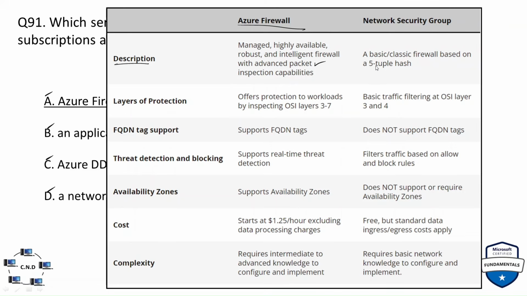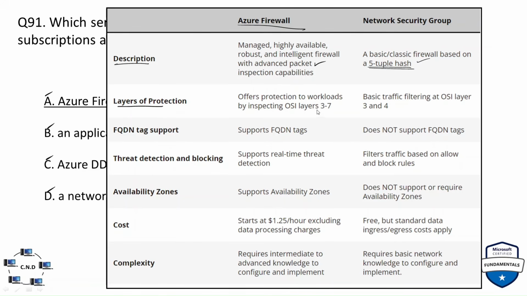classic firewall filter based on a five tuple hash. What does five tuple mean? It gives you protection based on five tuples, and these include the source IP, destination IP, source port, destination port, and the protocol. So these are the five tuples and the layer of protection.